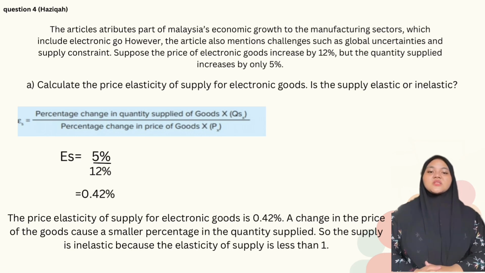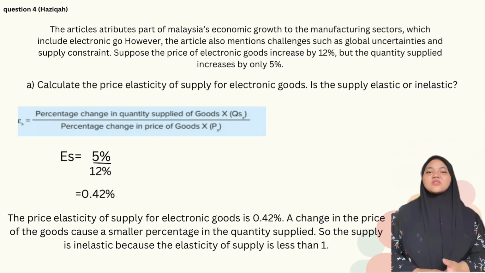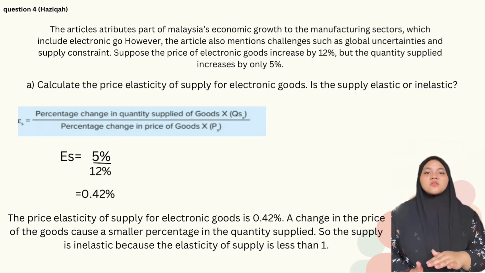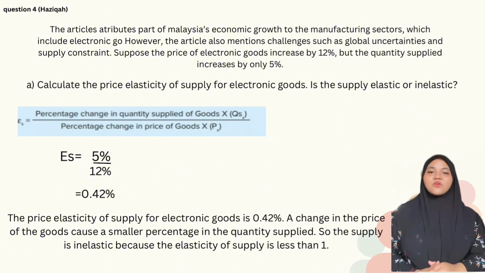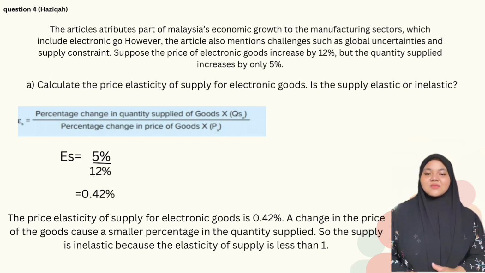The price of electronic goods increased by 12% and the quantity supplied increased by 5%. So we use the formula 5% divided by 12%. So the answer is 0.42. The price elasticity of supply of electronic goods is 0.42. A change in the price of the goods causes a smaller percentage change in the quantity supplied. So the supply is inelastic because the elasticity of supply is less than 1.